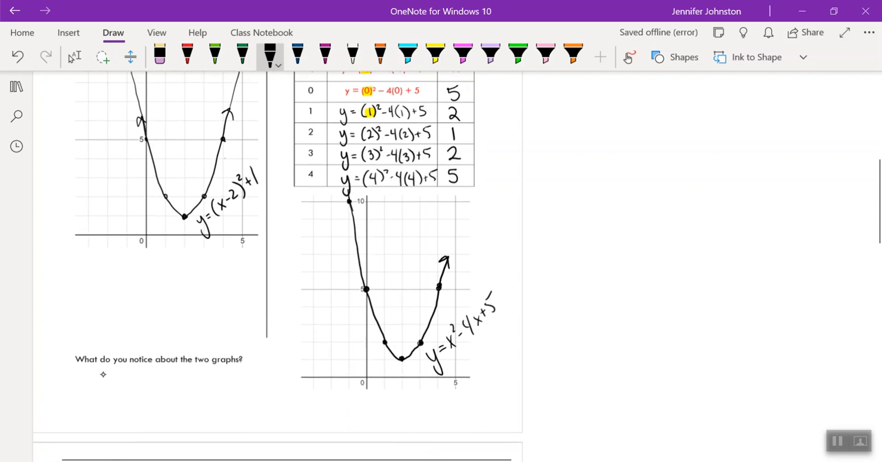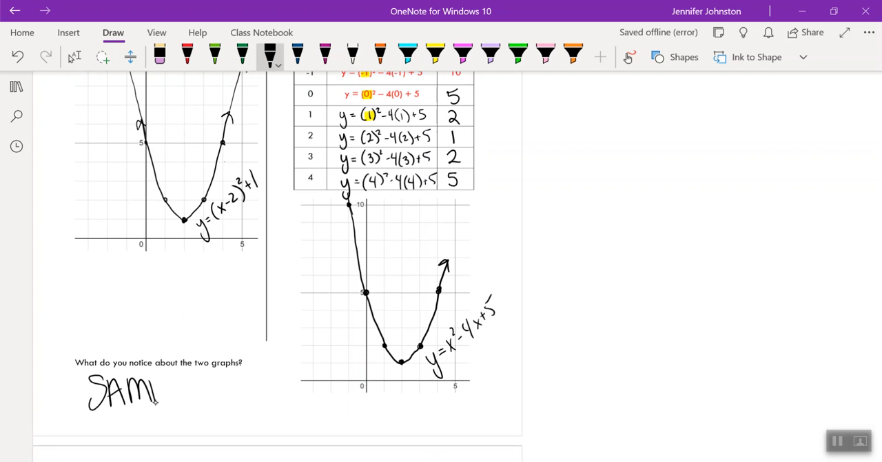Hey, they're the same. If you guessed they're the same, that's awesome. Yeah, they're the same graph, but they have two different names. This is y equals (x minus 2) all squared plus 1, and this is x squared minus 4x plus 5. But they're the same graph.